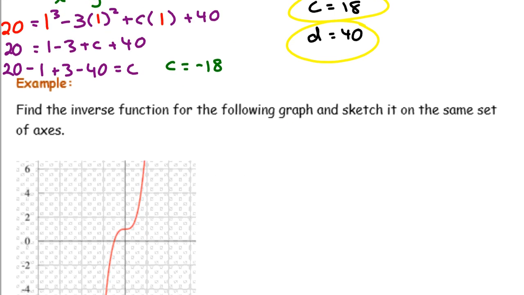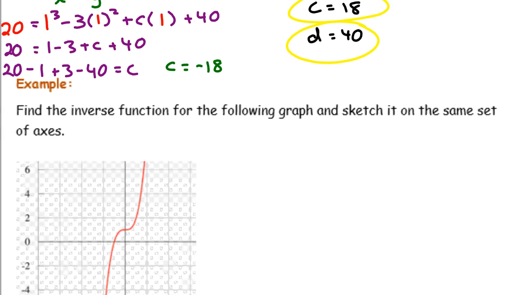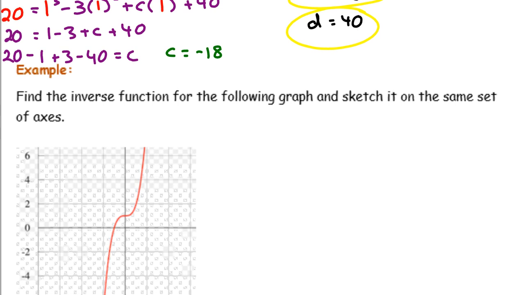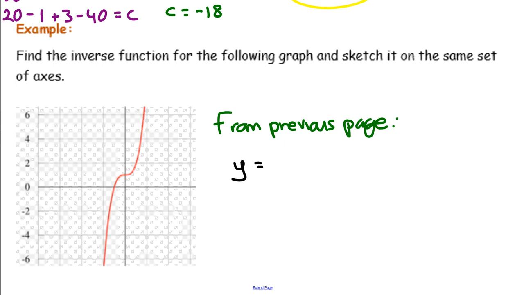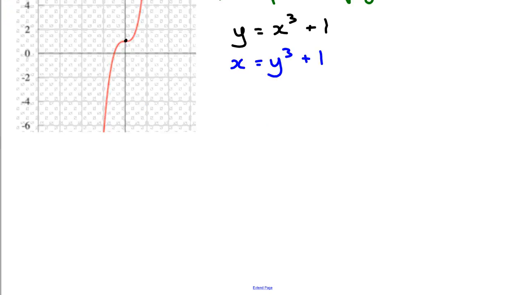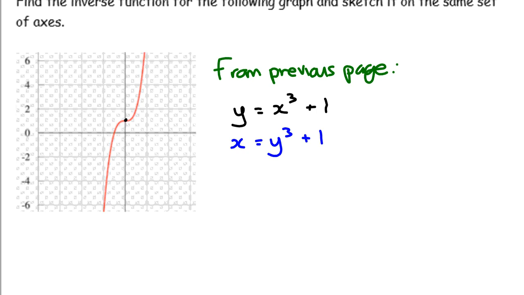Next one, find the inverse function for the following and sketch it on the same set of axes. There you go. Remember from the previous page, we know this equation is y equals the next cubed version, x cubed plus 1. So to find the inverse function, remember we swap x and y around. X equals y cubed plus 1, and then we transpose. So x minus 1 equals y cubed, and then to find y by itself, we cube root both sides. Cube root of x minus 1 equals y.